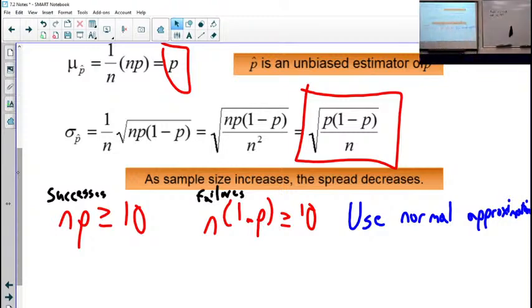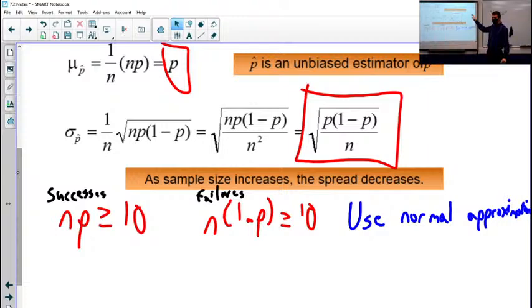What you may do for the formula is that n times p and n times 1 minus p have to both be at least 10. Pay attention to that close enough to normal, because in the next section, that condition is going to change. Right now, we're looking at proportions. And if you're looking at proportions, then it's n times p and n times 1 minus p.